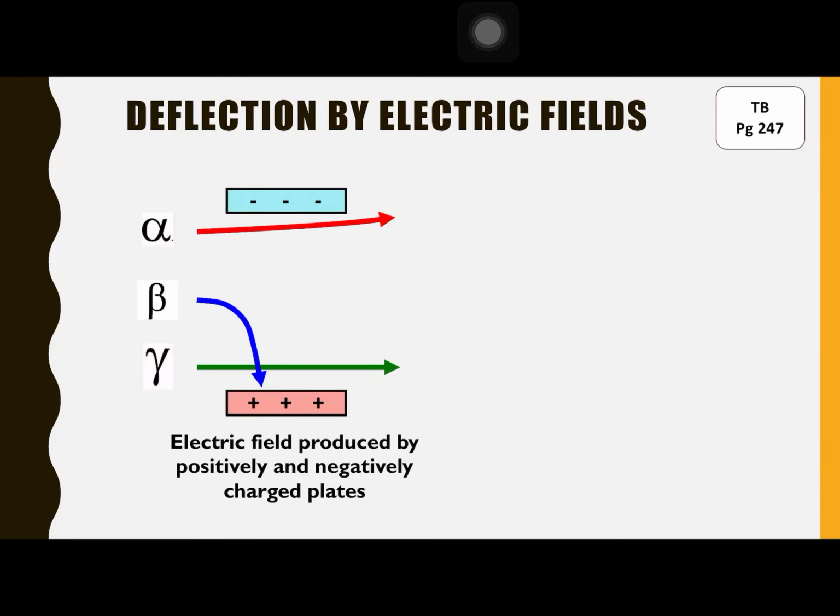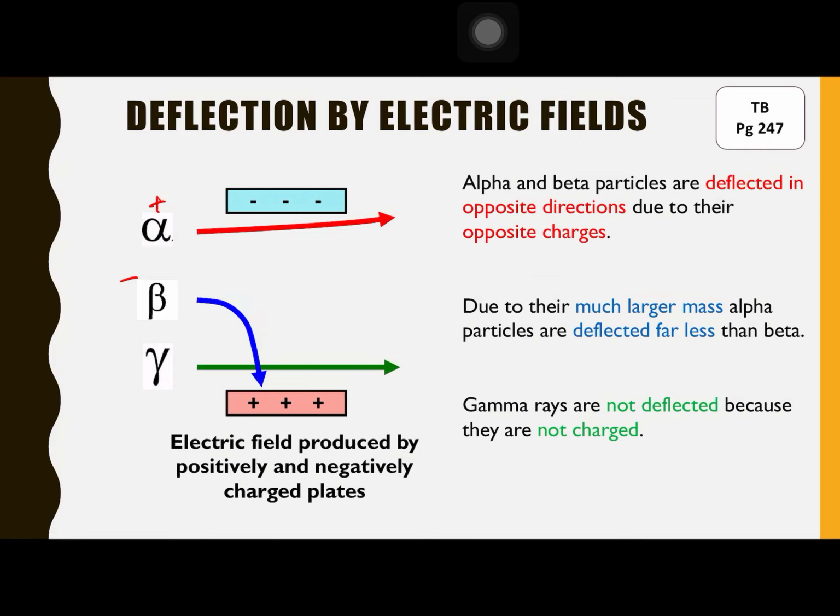What about electric field? Now if I have two electric plates, a positive plate and a negative plate, alpha particles being positive will be attracted to the negative plate. Beta being negative will be attracted to the positive plate. Gamma, since there's no charge, will not be deflected. Same thing, alpha and beta, because they have opposite charge, will be deflected in opposite directions. Alpha again being heavier will be deflected less than beta.